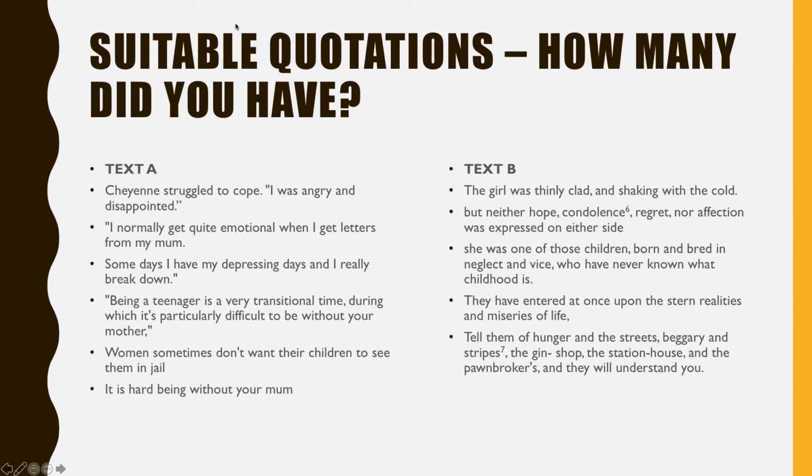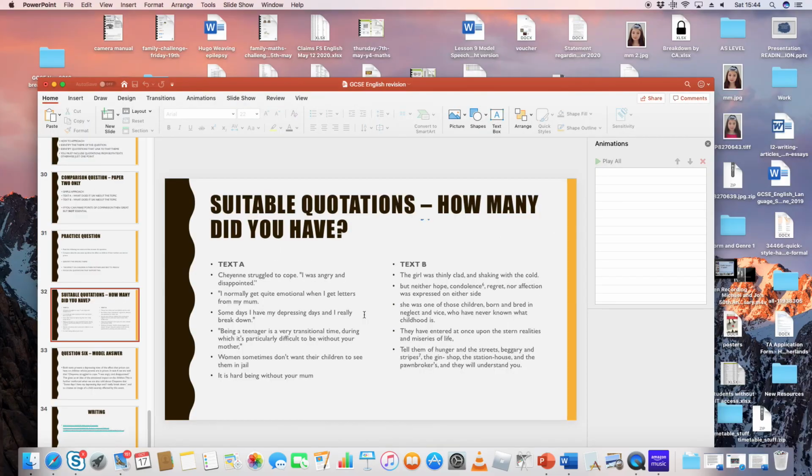And then text B: the girl was thinly clad and shaking with the cold, but neither hope, condolence, regret nor affection was expressed on either side. She's one of those children born and bred in neglect and vice who have never known what childhood is. They've entered once upon the stern realities and miseries of life. Tell them of hunger and streets, and they will understand you. So, like I said, if you can get at least three quotations from each side, that will help you to get a good mark for your essay.